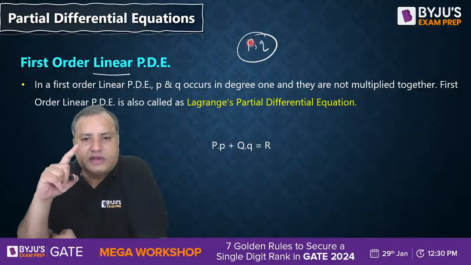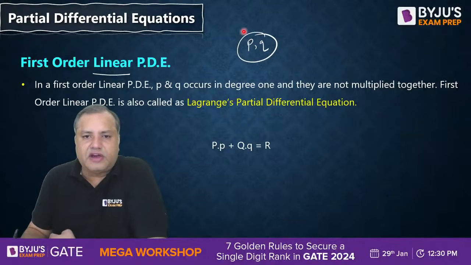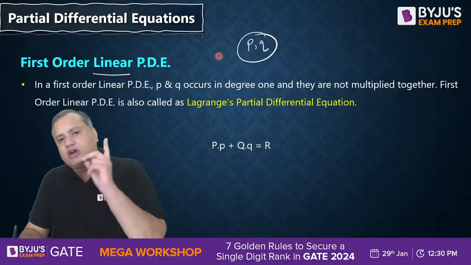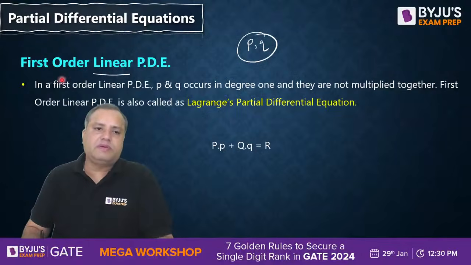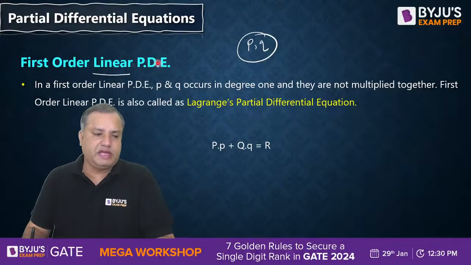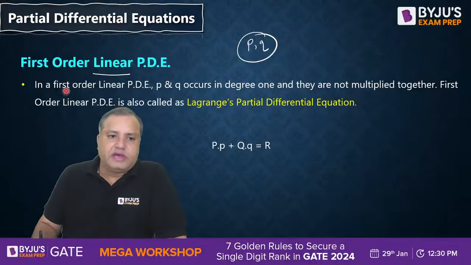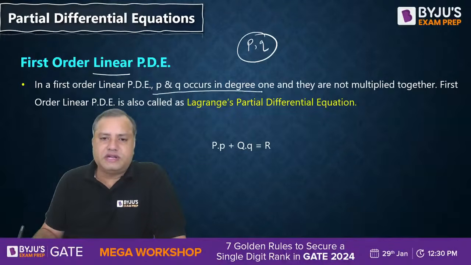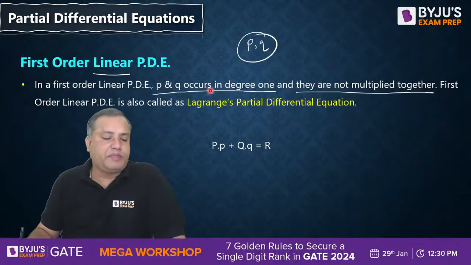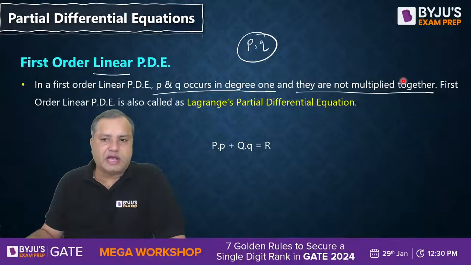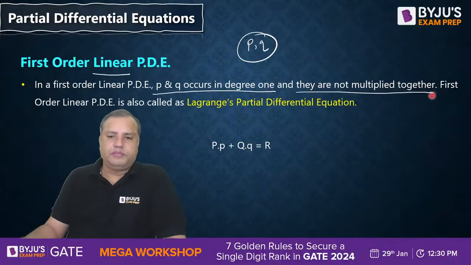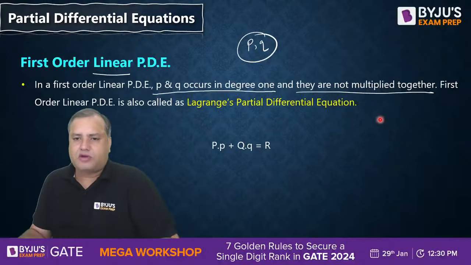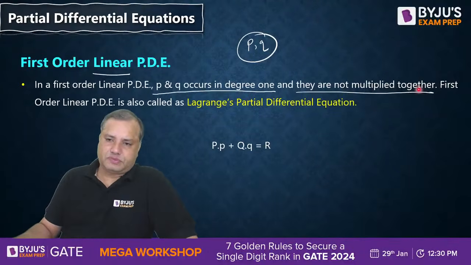If in the differential equation the degree of p and q is 1 and they are not multiplied together, then it will be called a first order linear PDE. In a first order linear PDE, p and q occur in degree 1 and they are not multiplied together.